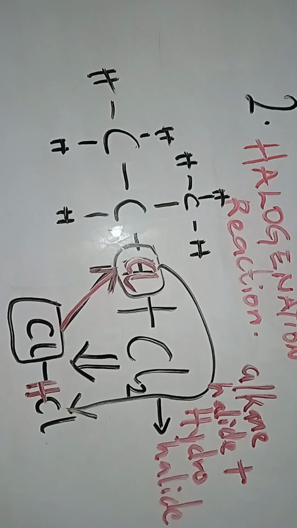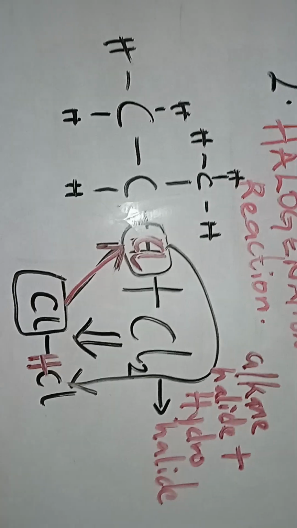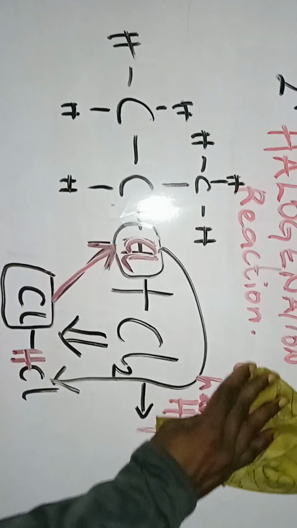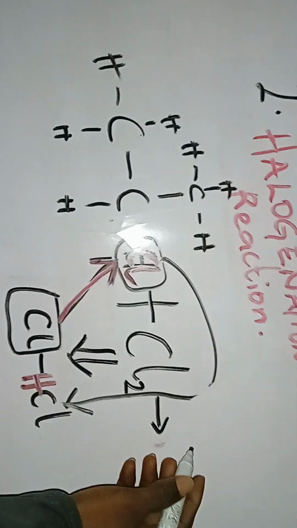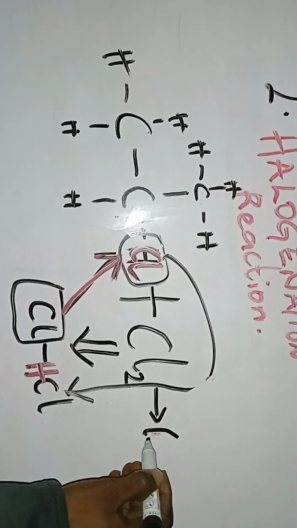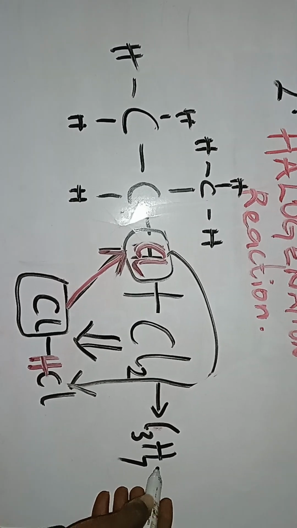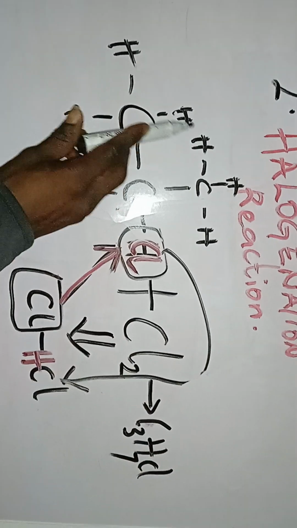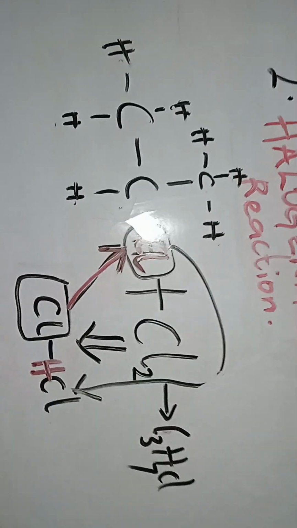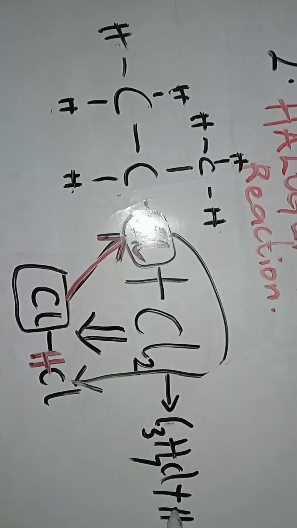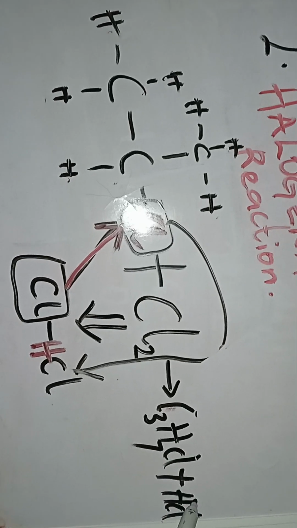So if you know that now, let's try to write this out so that you now have that this is the same as having a C3H7Cl plus HCl. So alkene halide and the hydrohalide.